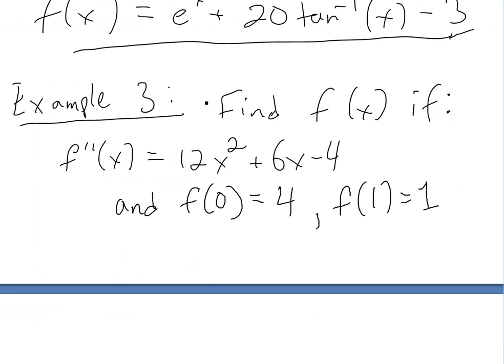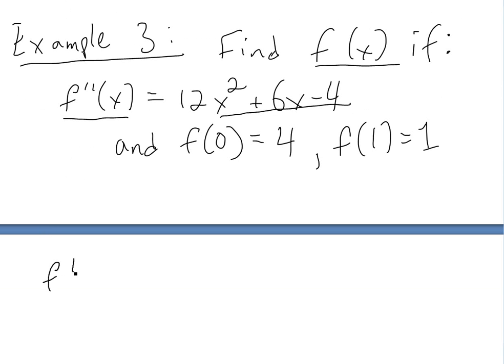Okay, so for the last example, example 3 states: find f of x if the second derivative is 12x squared plus x minus 4, and you're given two initial values, f of 0 is 4 and f of 1 is 1. Because we're going to get two constants here, we're going to take two antiderivatives in this case.